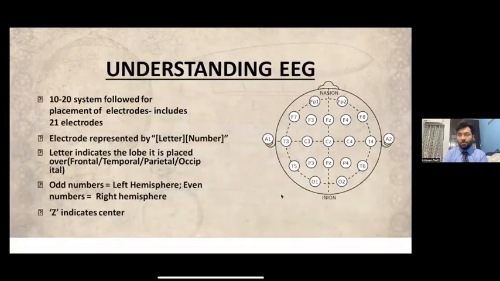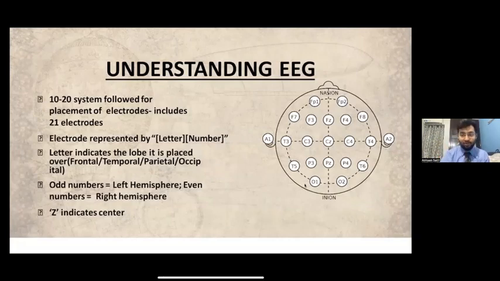So first, I would like you all to understand EEG. I'm sure you all know that universally a 10-20 system is followed for the placement of electrodes, and it includes 21 electrodes. So what the 10-20 system is that first, two lines are drawn. One is drawn from the nasion, which is the bony prominence over the nose, and the other up to the inion, which is the bony prominence over the occiput. And a horizontal line is drawn across both the ears.